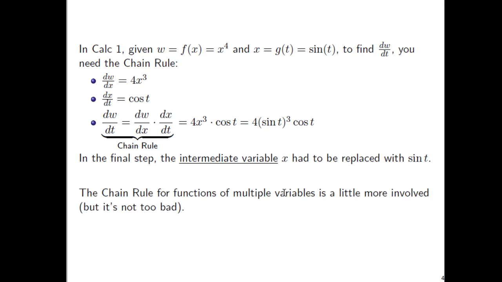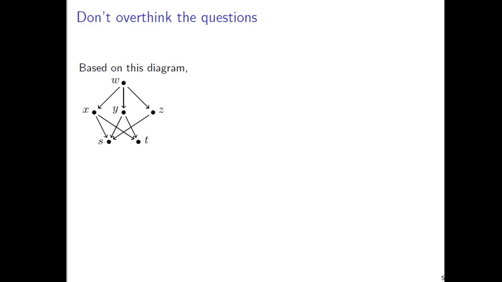The chain rule for functions of multiple variables is just a little more involved, but it's not too bad. The same general idea. So here's the thing, don't overthink the questions that are about to be asked here. Based on this diagram, you see a bunch of little dots and arrows. You should only follow along the direction of an arrow.